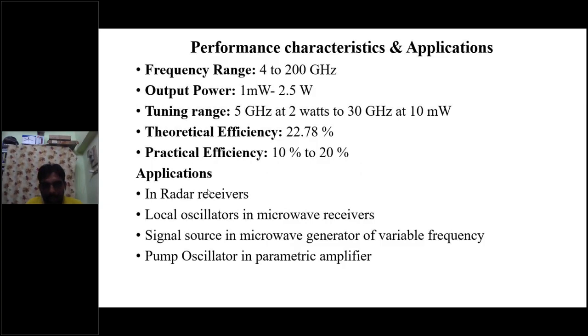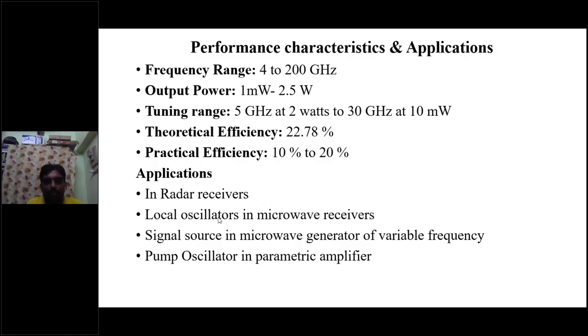Coming to the applications, these reflex Klystron oscillators are used in radar receivers, and I want to use them for a particular radar in the form of MTI radar, CW radar or FMCW radar. You have different types, and in those devices the complete radar is not a single component, it is a combination of components. Within that combination, one of the required components is the reflex Klystron oscillator.